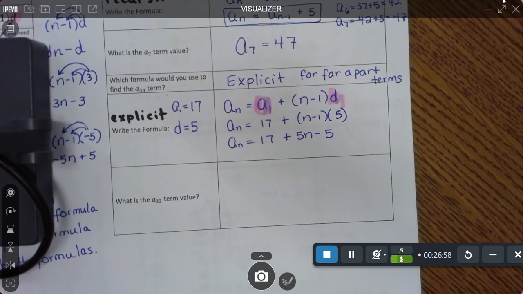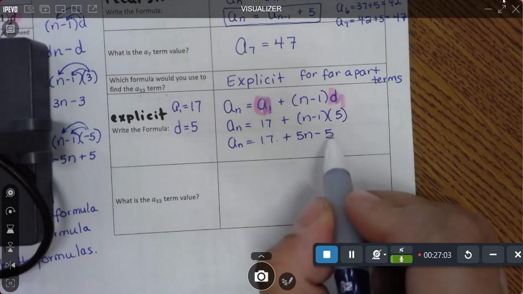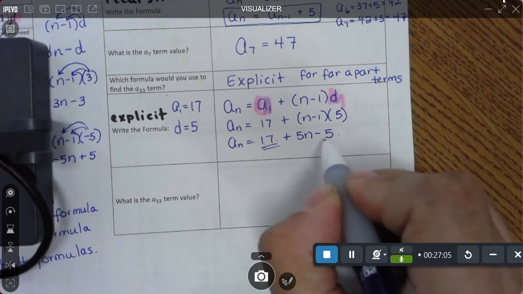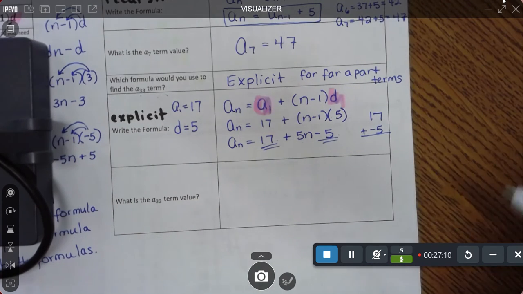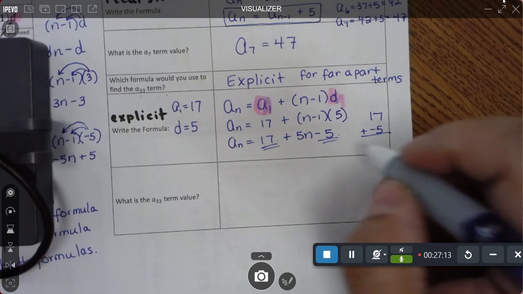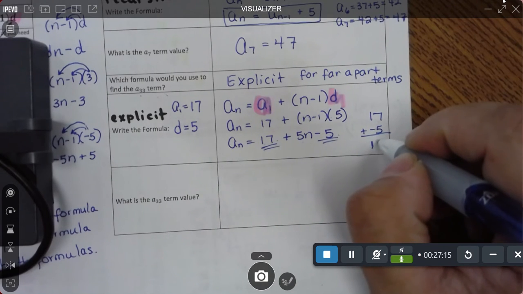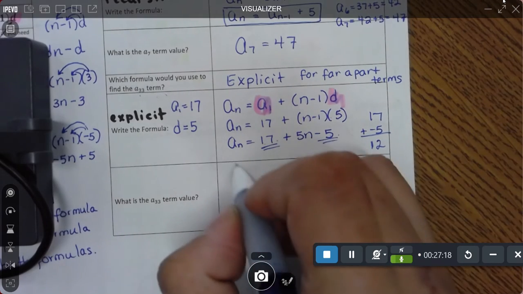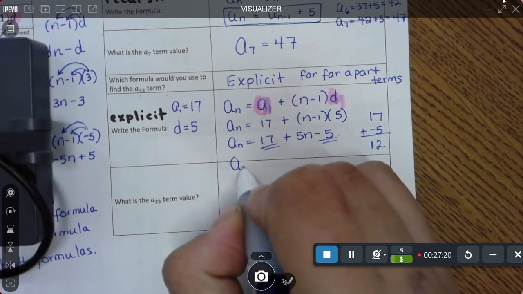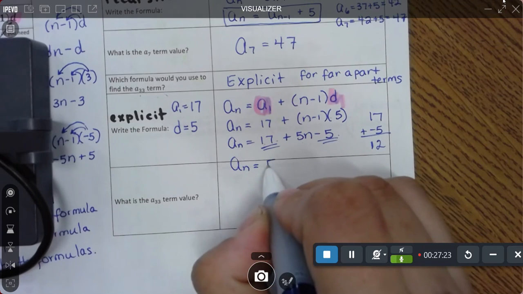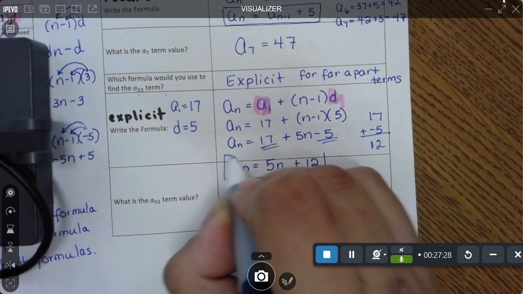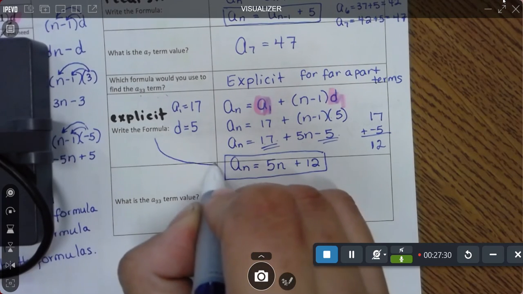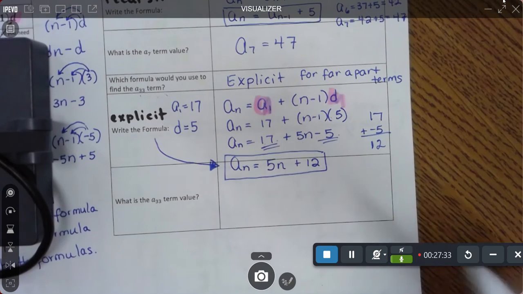Which ones are like terms? Positive 17 and negative 5. Positive 17 and negative 5 are like terms. So how much is 17 plus a negative 5? Positive 12. You all concur? It's 12? Okay. So then the formula is 5n plus 12. And it only took us long because it's our first one. Clear?